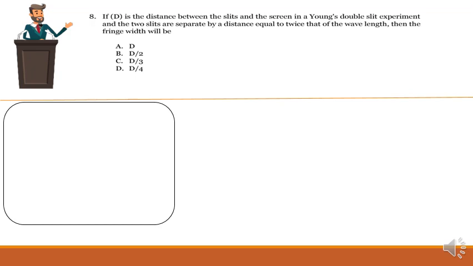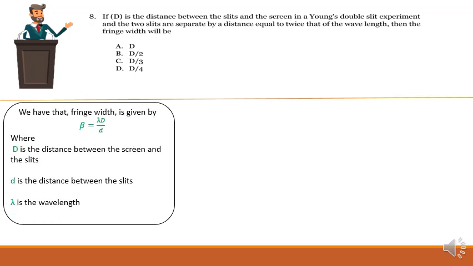If D is the distance between the slits and the screen in a Young's double slit experiment, and the two slits are separated by a distance equal to twice the wavelength, then the fringe width will be, okay. We have that the fringe width is given by this equation, beta equal to lambda D over d, where capital D is the distance between the screen and the slit, and small d is the distance between the slits, then lambda is the wavelength.